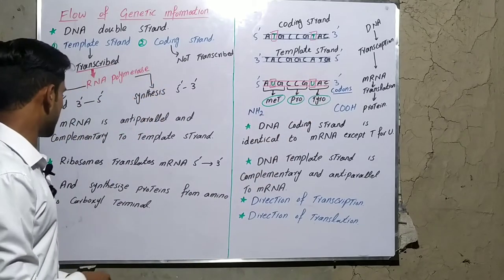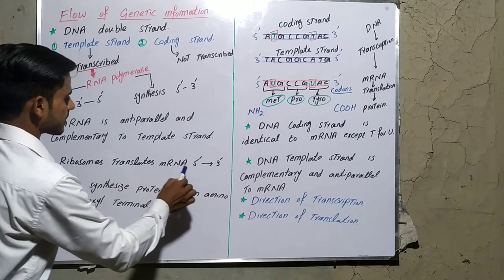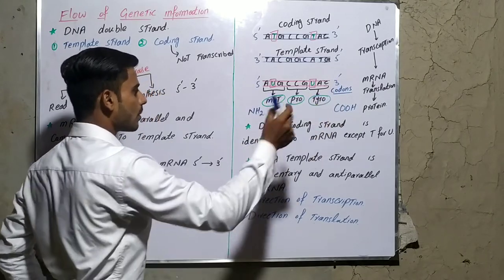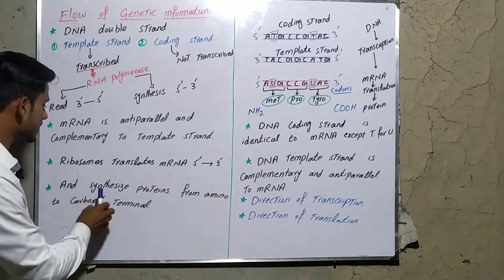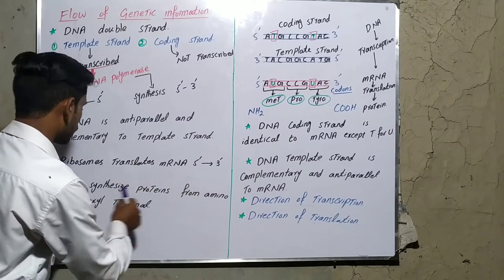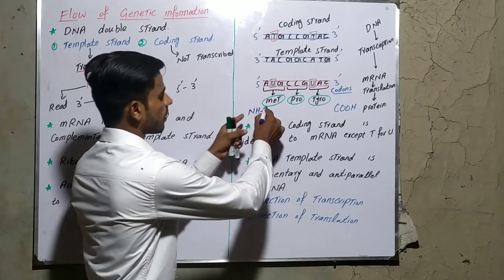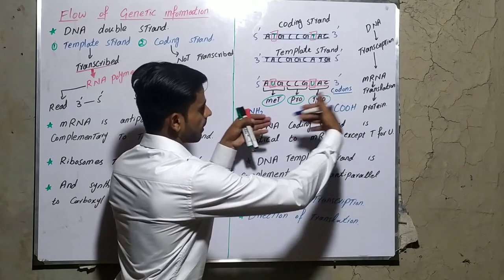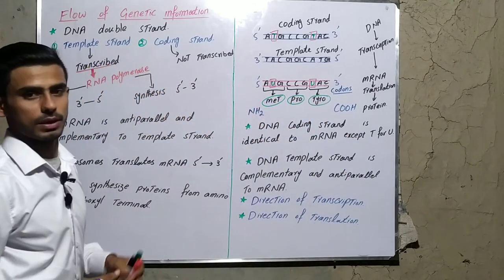Then these ribosomes will translate this messenger RNA from 5' end to 3' end, and it will form the amino acids. And then these amino acids will synthesize the proteins from the amino to the carboxyl terminal, meaning they will combine with each other and form the protein.